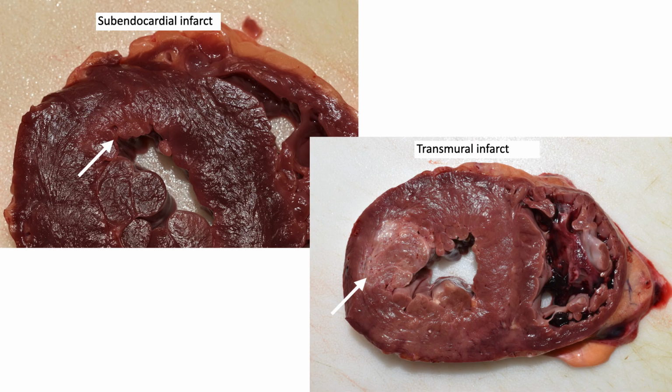But here are two other ones that are a little more recent. Top left is subendocardial. You can see at the white arrow just a little tan discoloration in the subendocardial region in the anterior wall of that left ventricle. And then in the anterior lateral wall of the one at the bottom right, you can see that tan-white discoloration that involves greater than 50% of the thickness. So that would technically be a transmural infarct.